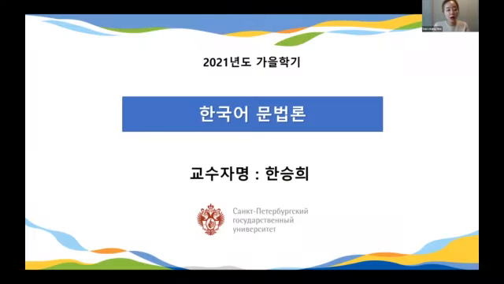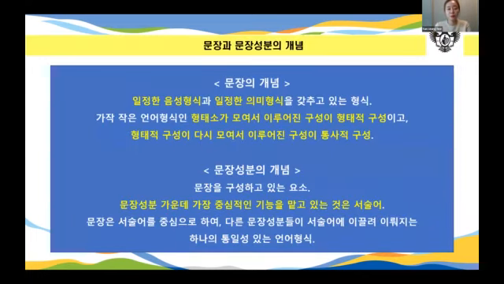Okay, guys, let's look at the concept of sentence and sentence components. 문장의 개념. A sentence is a form that has a certain phonetic form and a certain semantic form. A sentence is grammatically defined: the composition of morphemes, which are the smallest linguistic forms, is the morphological composition, and the composition that is gathered again is the syntactic composition.